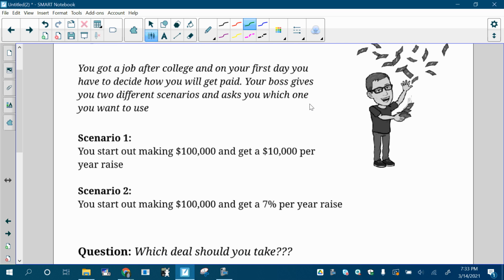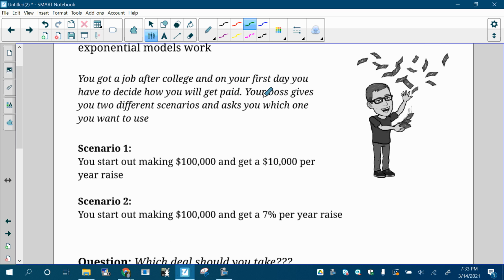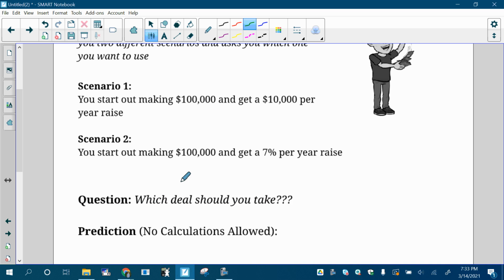Okay, let's just look at a couple different scenarios. This is kind of like the Desmos, but I just want to go through this one more time. Similar idea. You get a job after college. First day, you have to decide how you're going to get paid. More specifically, you got 2 different scenarios in terms of how they calculate your raise. Okay, so in both jobs, both scenarios, you start out making $100,000.